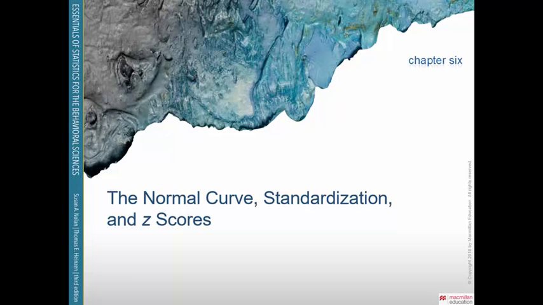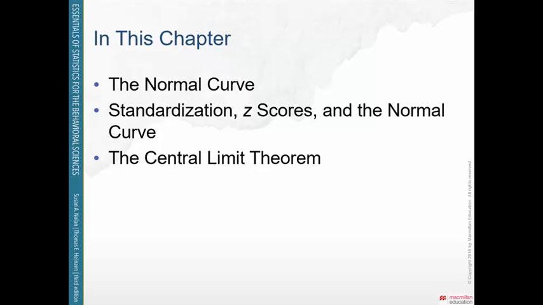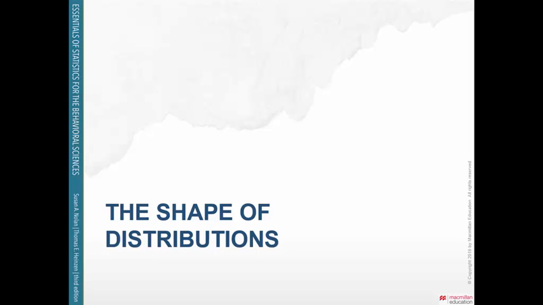This is our last chapter before our first exam, so this will be the last material that you'll need to cover before studying for the test. We're going to start talking about the normal curve, standardization, and z-scores, and then in a separate lecture we'll talk about the central limit theorem. So we're going to start by reviewing shapes of distributions.